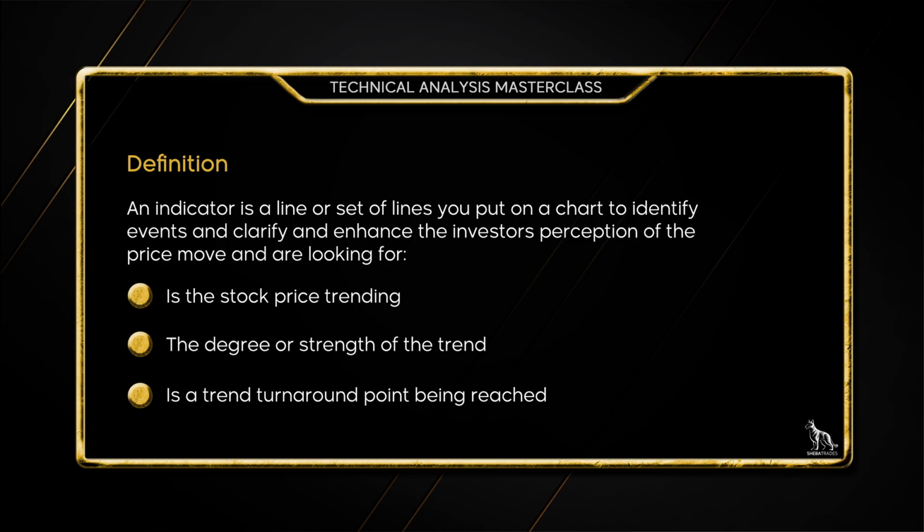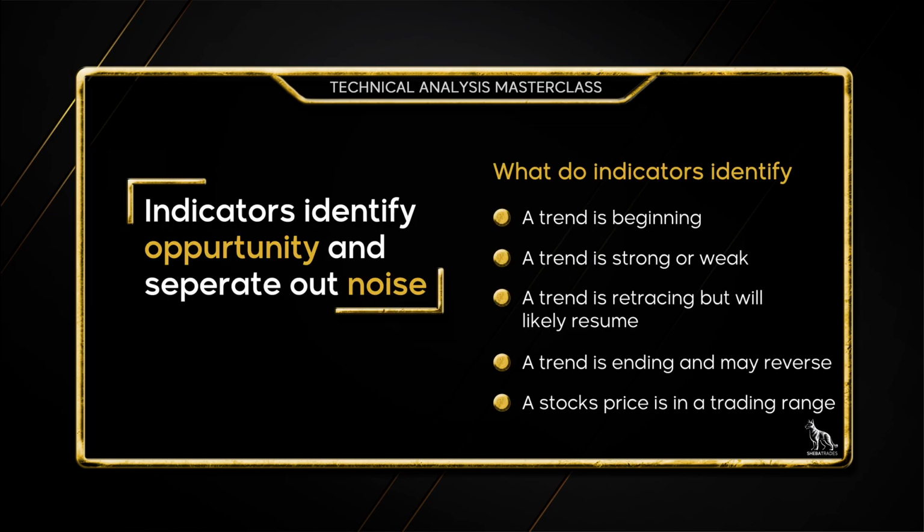Another way to look at this is, what do indicators specifically try to identify? They try to identify: is a new trend beginning? How strong or weak is that trend? Is it likely to be a weak trend, or is it going to be a really strong one that we want to get into, whichever way it's going, up or down? Is the trend retracing? Is it just a temporary pullback but likely to resume, for example? Is a trend ending and may change or reverse or go the opposite way?